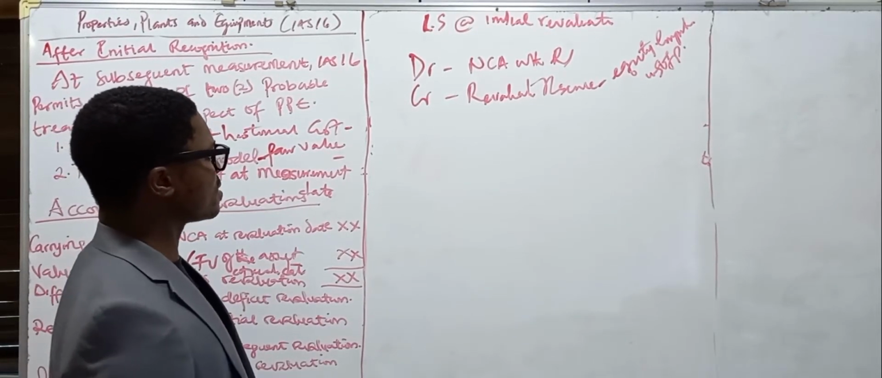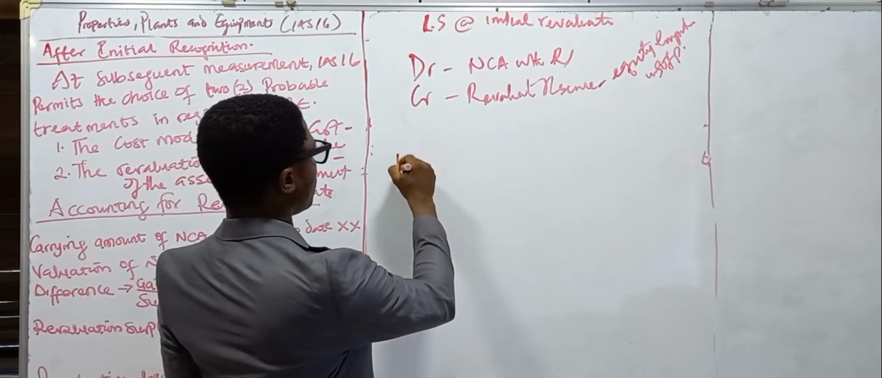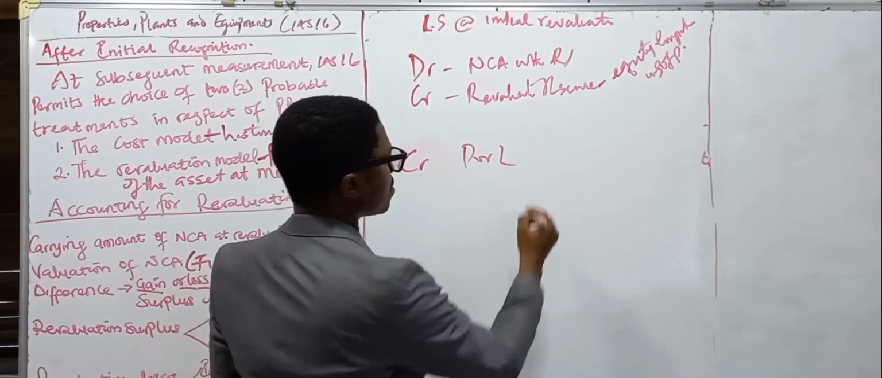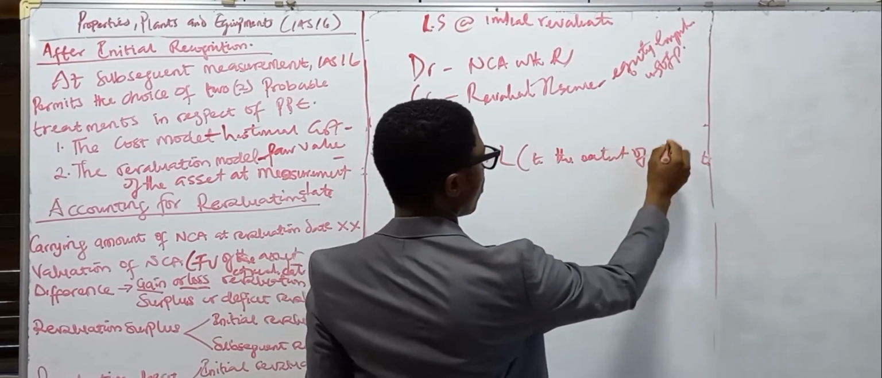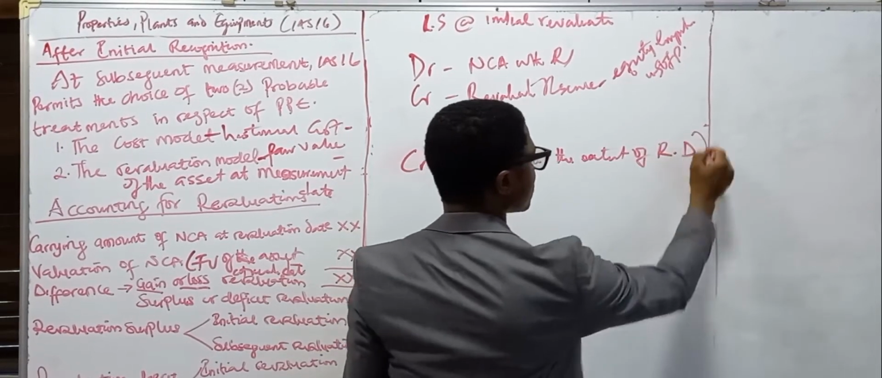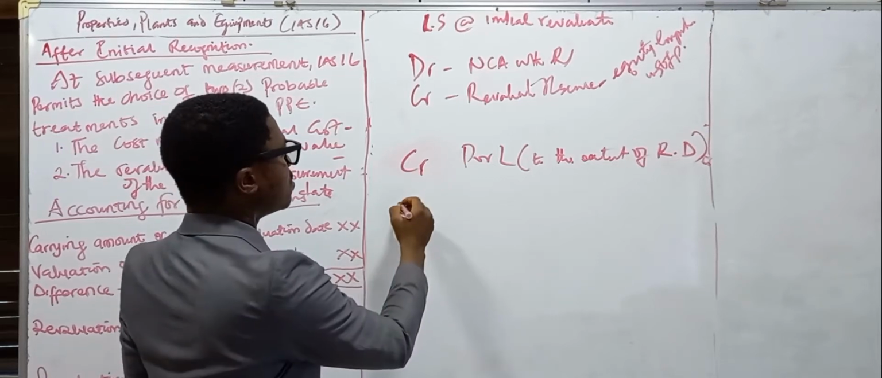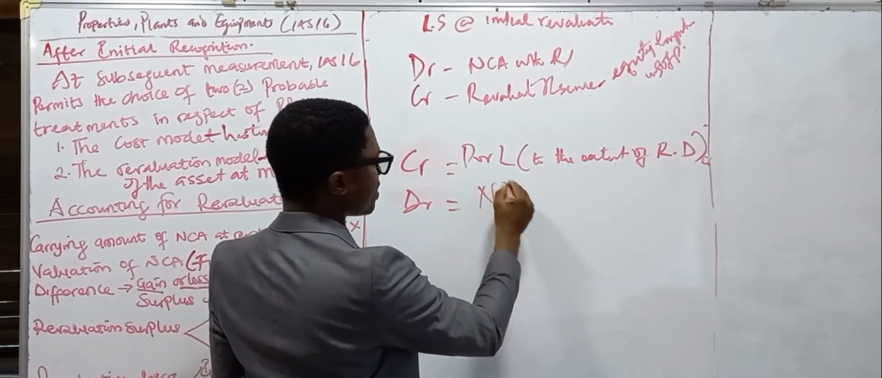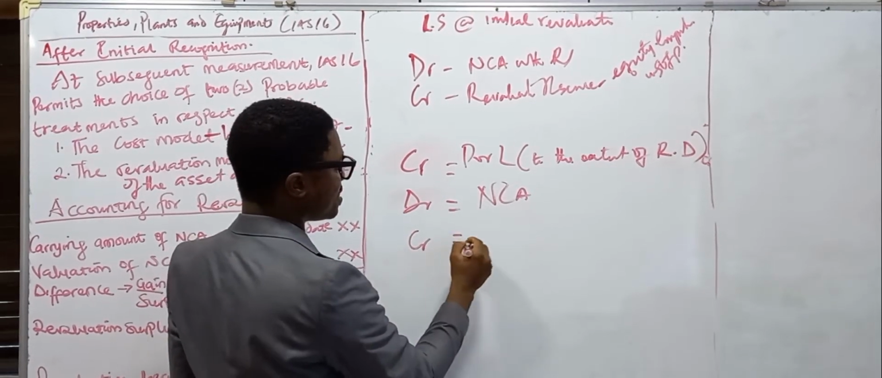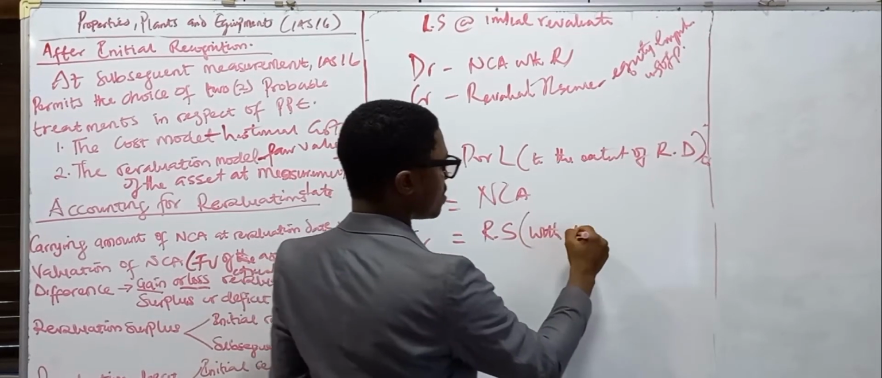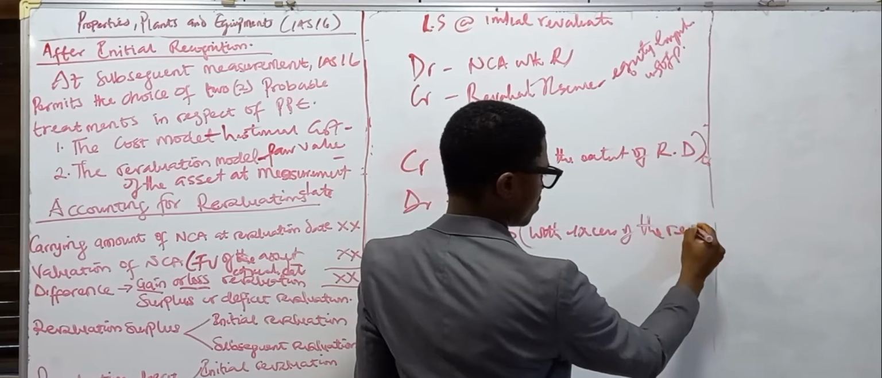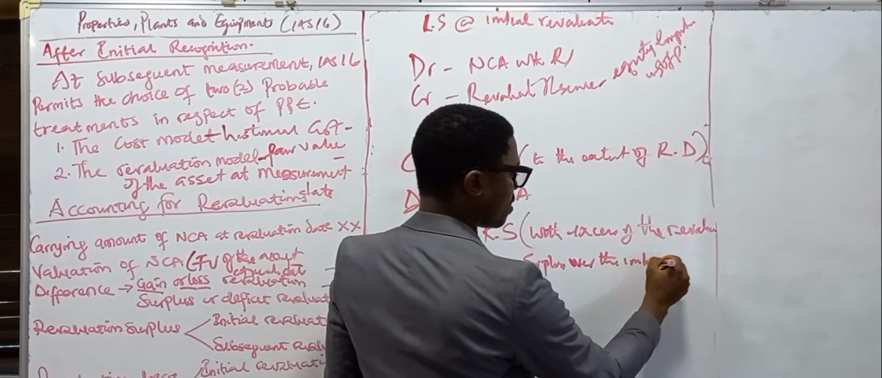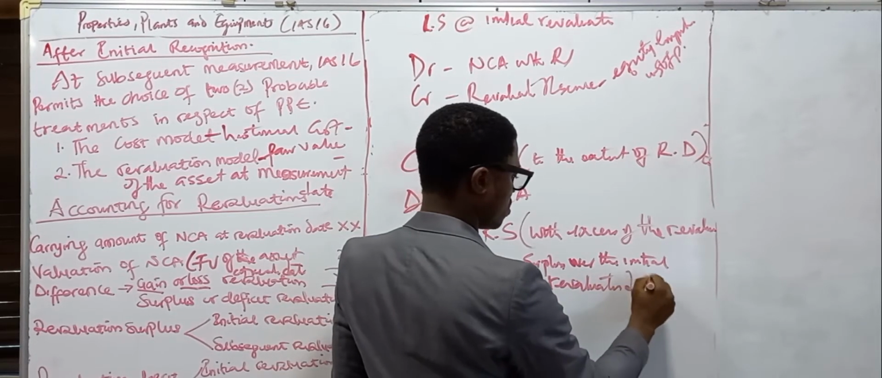What does that mean? That simply means that for subsequent revaluation, profit or loss will be credited to the extent of the revaluation deficit, while the non-current assets will still be debited, and the revaluation surplus account will be credited with the excess of the revaluation surplus over the initial revaluation deficit.